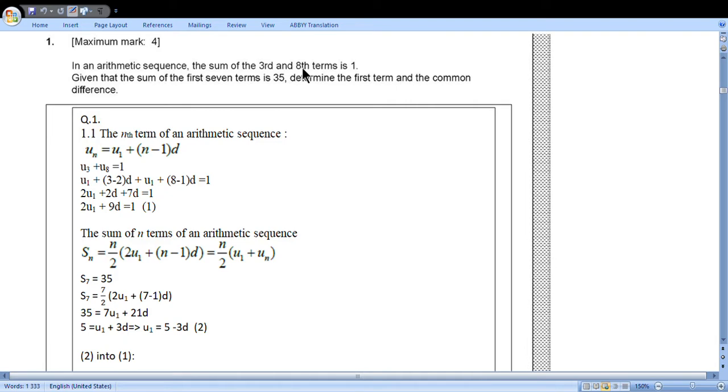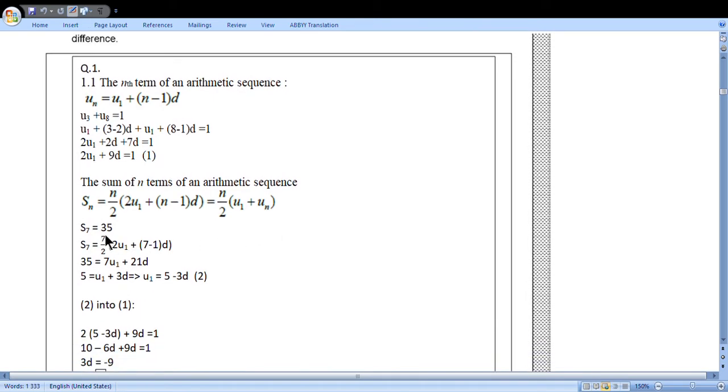Because the third and eighth term give sum 1, we write u3 plus u8 equals 1. Then substitute the expression for each, n equals 3 and then n equals 8, and we get this equation. Then again, the sum of n terms of an arithmetic sequence: 7 terms give us 35, so we put n equals 7 and sum equals 35. After simplification we get another expression, so we have two equations.